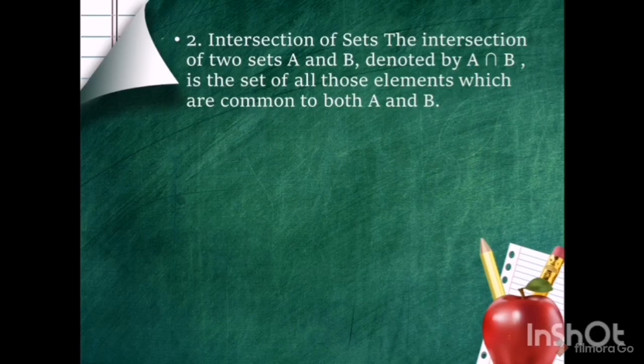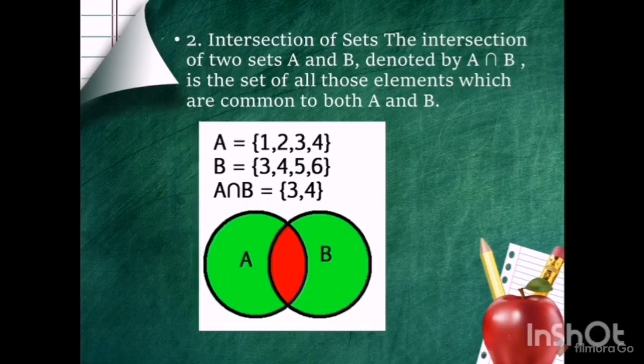Next is the intersection of sets. The intersection of sets A and B, denoted by A intersection B, is the set of all those elements which are common to both A and B. So we have here an example. Set A is equal to {1, 2, 3, 4}. Set B is equal to {3, 4, 5, 6}. A intersection B is equal to {3, 4}. And the figure below shows that the intersection between A and B is shaded red because it denotes A intersection B.